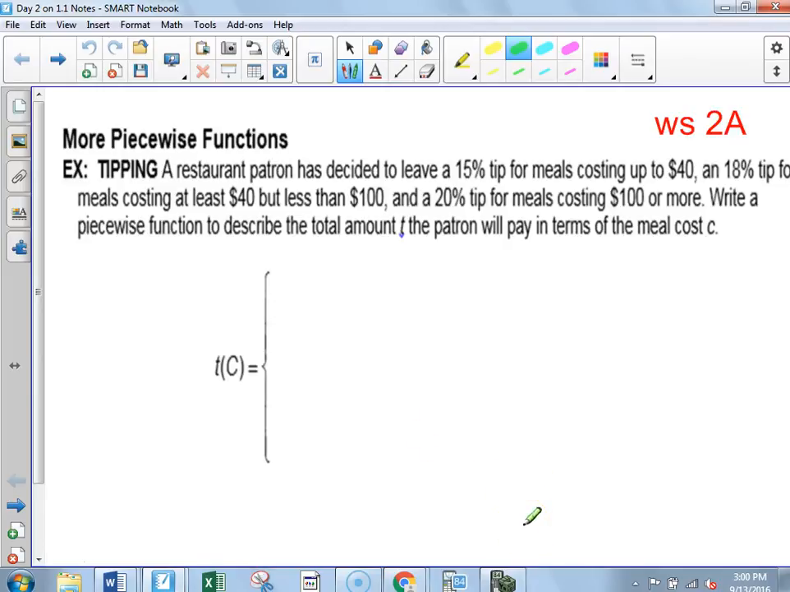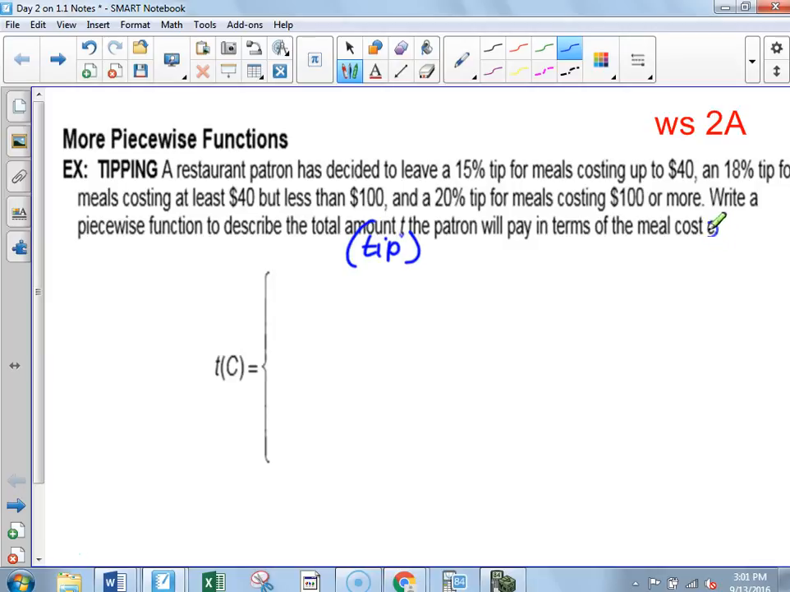A restaurant patron has decided to leave a 15% tip for meals costing up to $40, an 18% tip for meals costing at least $40 but less than $100, and a 20% tip for meals costing $100 or more. Write a piecewise function to describe the total amount T, and I'm going to go with the total of the tip. We'd just have to add on the cost of the meal. But we're just going to find the tip that the patron will pay in terms of the cost of the meal C.